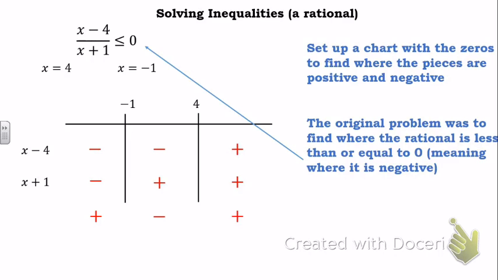So the only place where the original problem is going to be negative is this interval here, between negative 1 and 4. Now negative 1 is your domain restriction, so I'm going to put a parenthesis around that, but the problem is less than or equal to 0, so I am going to include 4, so I'm going to put the bracket. And that's my final solution.